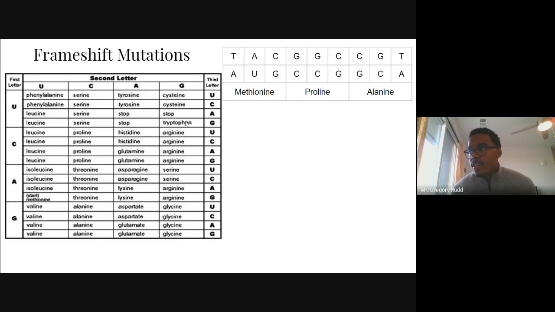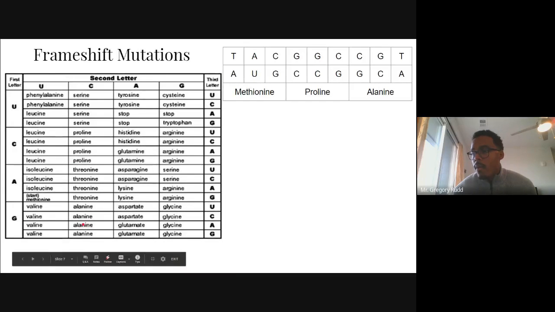I take this AUG and I use my codon chart to figure out what the corresponding amino acid is. My first letter is A, so I know I'm looking in this section here. My second letter is U, so I know I'm looking in this section right here. And my third letter is G, so that tells me that I've got the amino acid methionine. And then I keep going, CCG. CCG is proline. And then I get GCA. GCA is alanine.